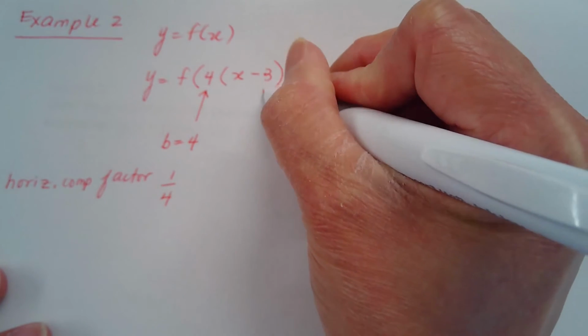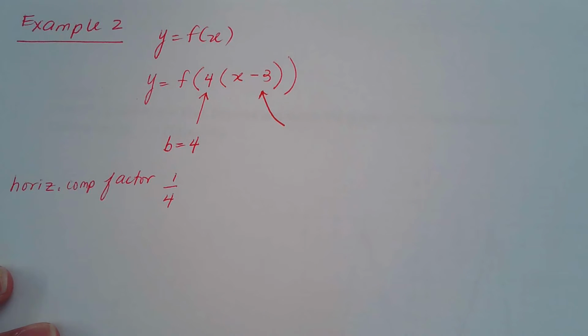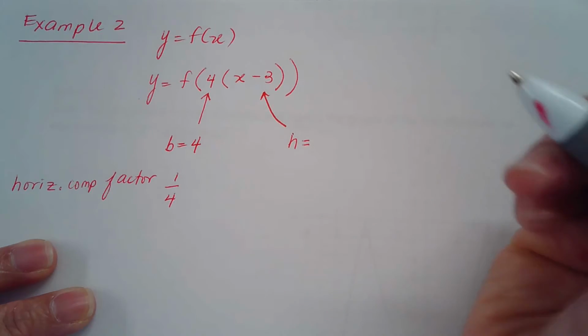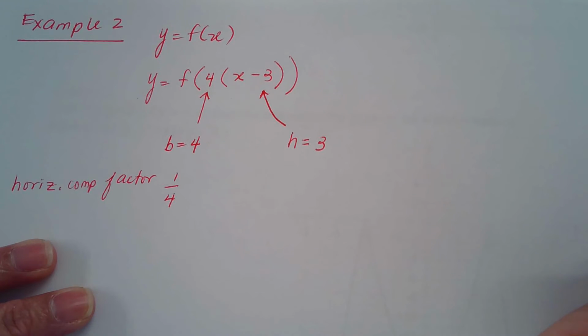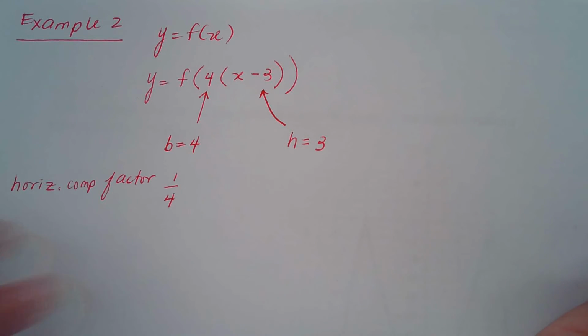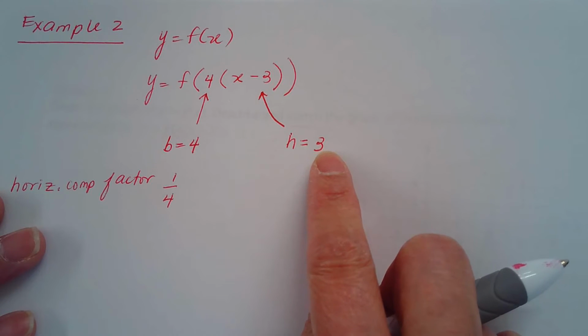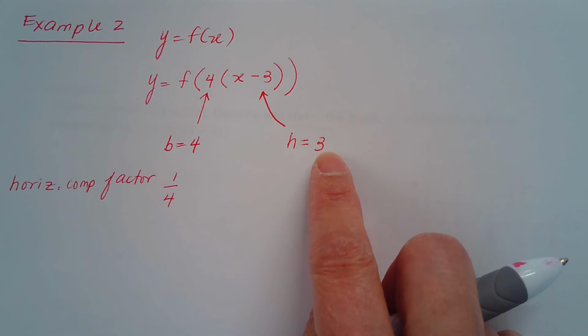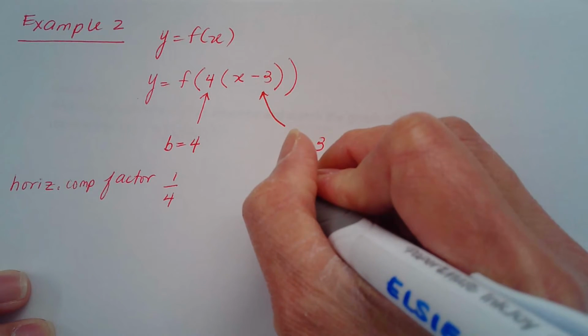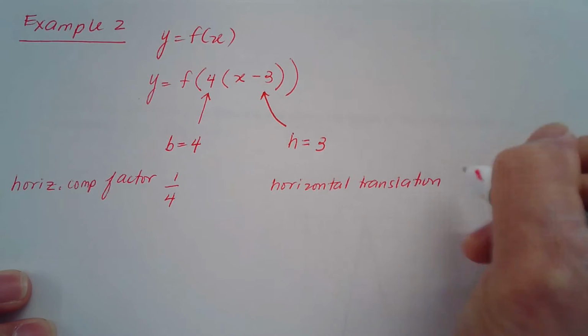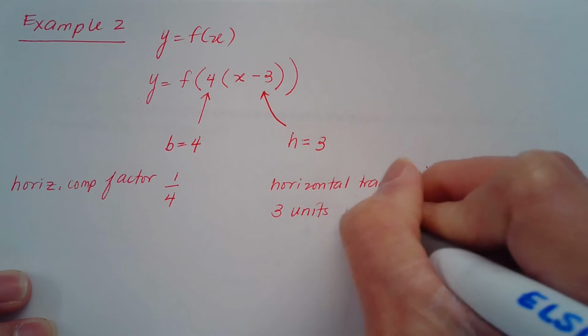What's next? We'll look at this 3 here. What's going on with this 3? Is that the A, the B, the H, or the K? It's the H, okay. So H equals positive 3. Very good. H is positive 3, right? Is everybody okay with that one? Okay. So if H is positive 3, what's happening to the graph? Moving it to the right. It's a horizontal translation, 3 units to the right.